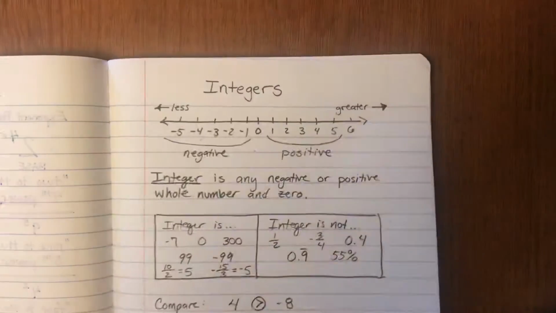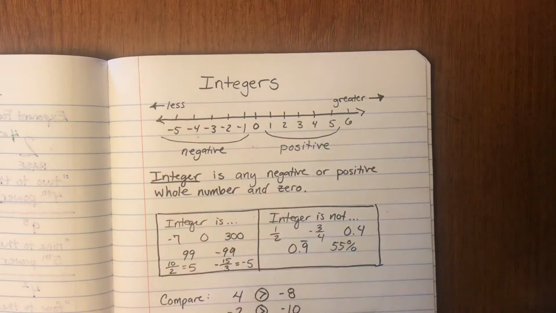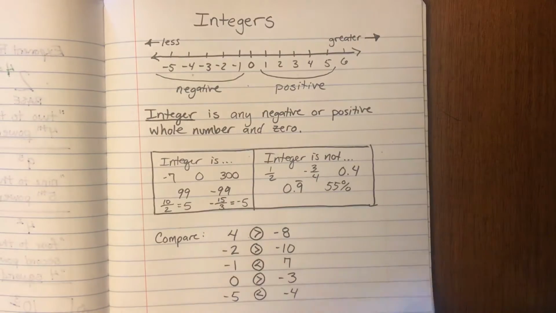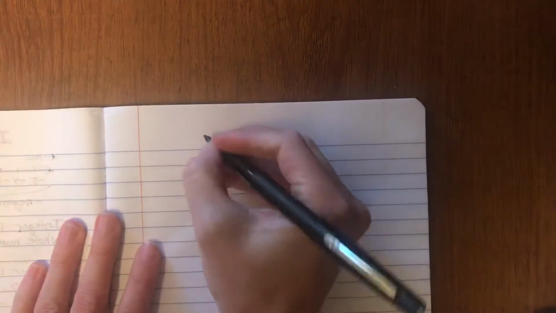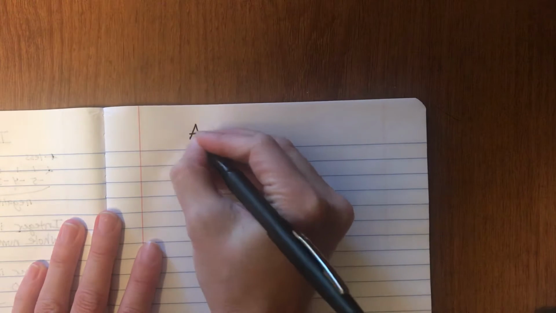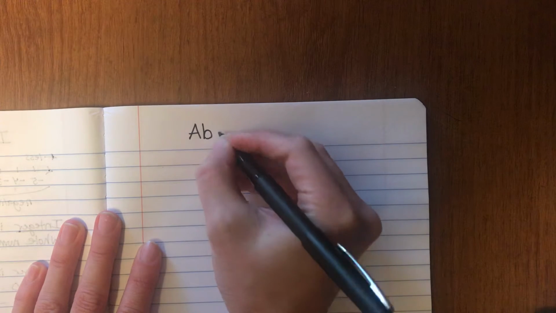All right, sixth graders, we are still in our unit about integers. So remember on the last page of notes, we looked at what integers look like on the number line and what an integer is and how to compare them. And we're going to extend this idea a little bit today with the idea of absolute value.